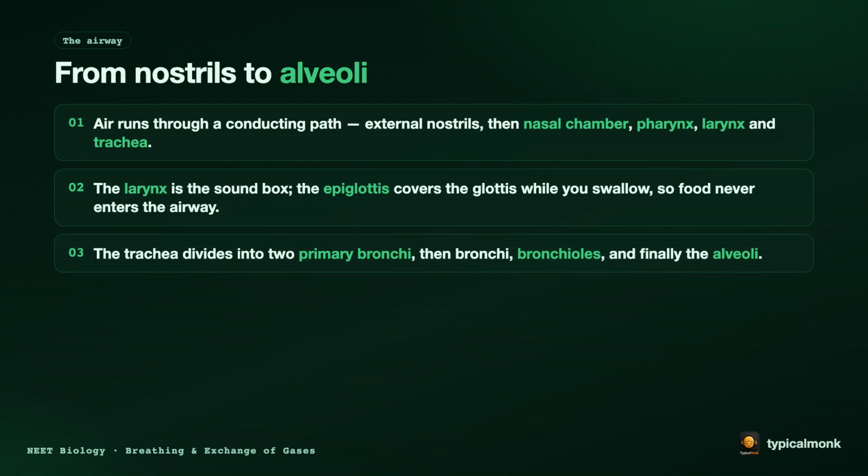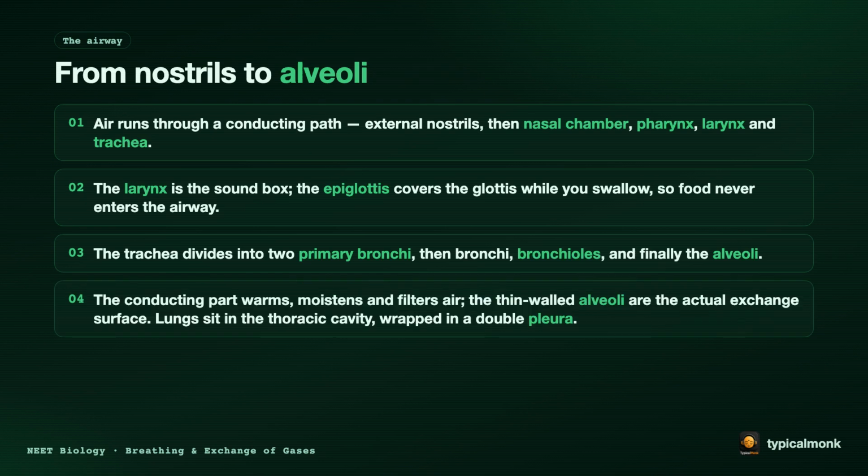The trachea divides into 2 primary bronchi, then bronchi, bronchioles, and finally the alveoli. The conducting part warms, moistens, and filters the air. The thin-walled alveoli are the real exchange surface. The lungs sit in the thoracic cavity, wrapped in a double pleura.